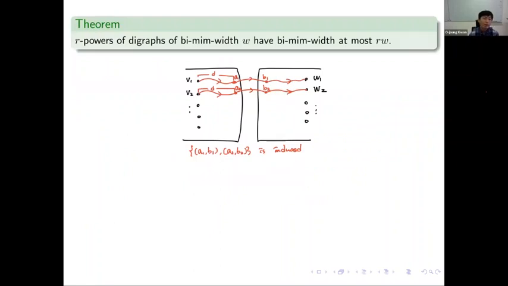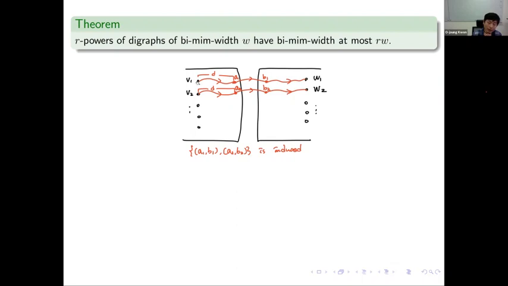So I shortly remark about the powers of digraphs of bounded bi-mim-width. I want to argue that if you have a bi-mim-width decomposition of width w, and you take the r-th power, then the bi-mim-width is at most rw. Suppose that the bi-mim-width is more than rw. Then, for each cut, we want to say that the bi-mim function is at most rw. Suppose that this cut has a bi-mim function more than rw.